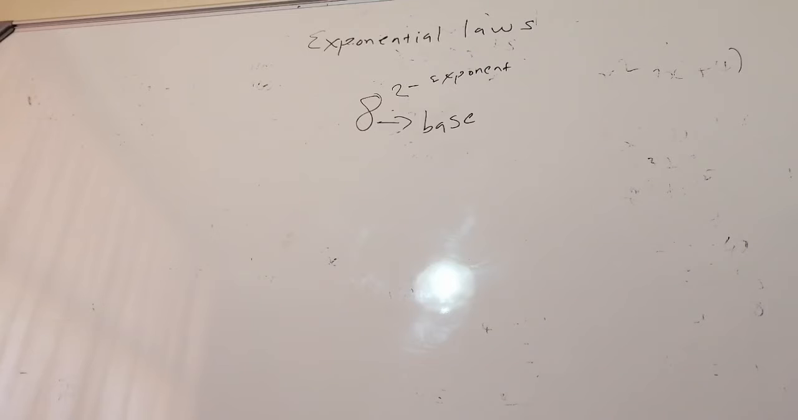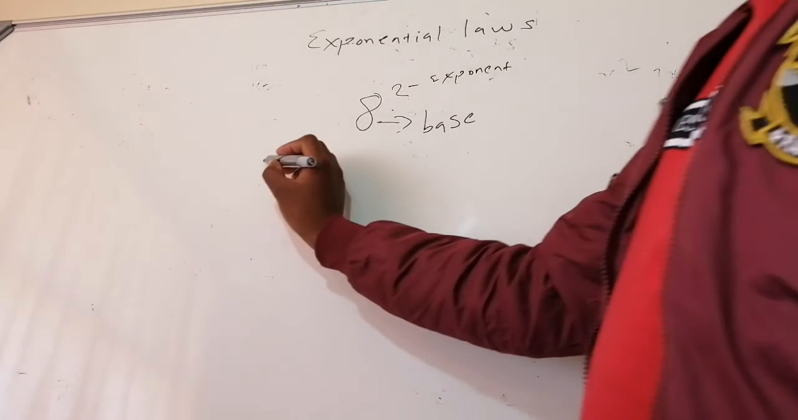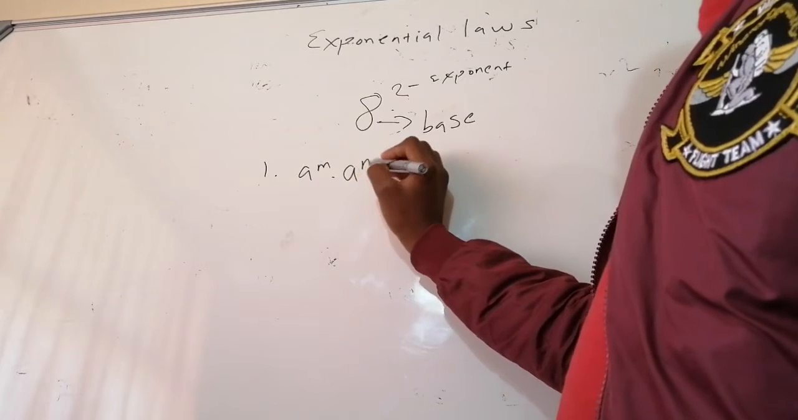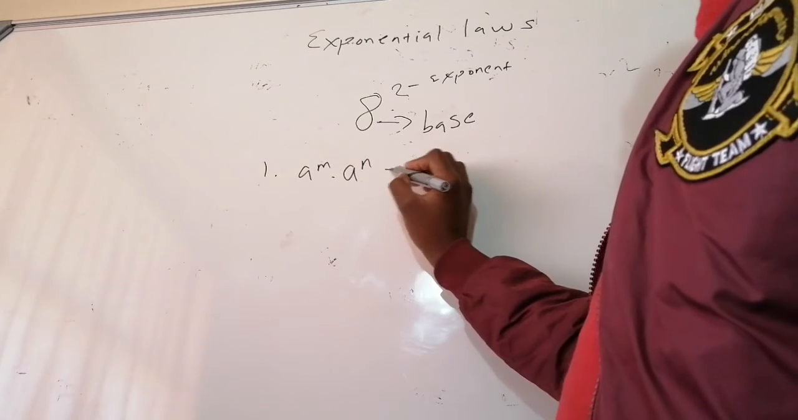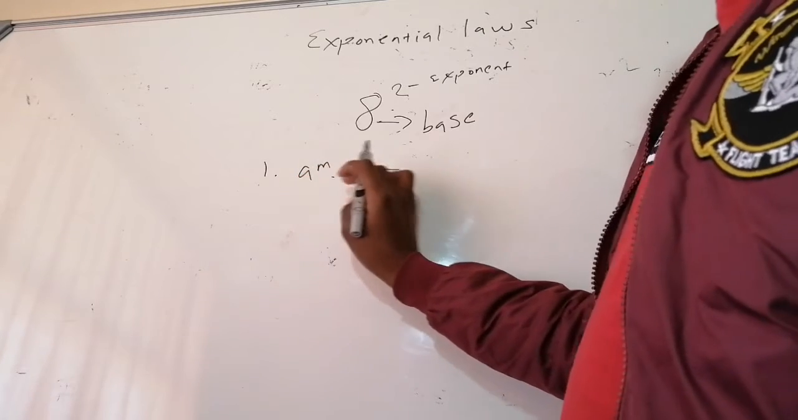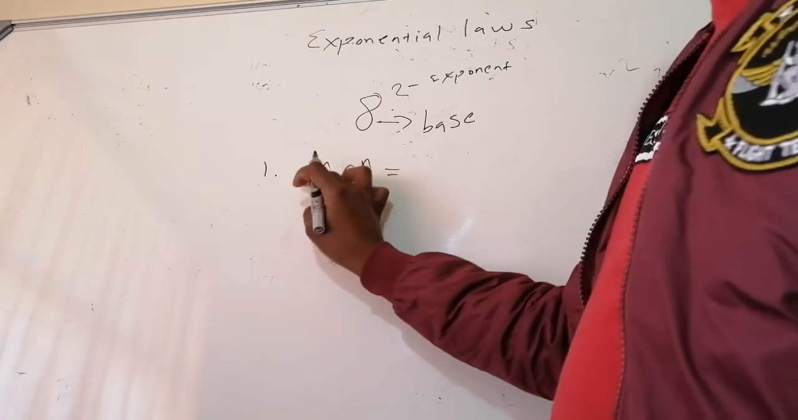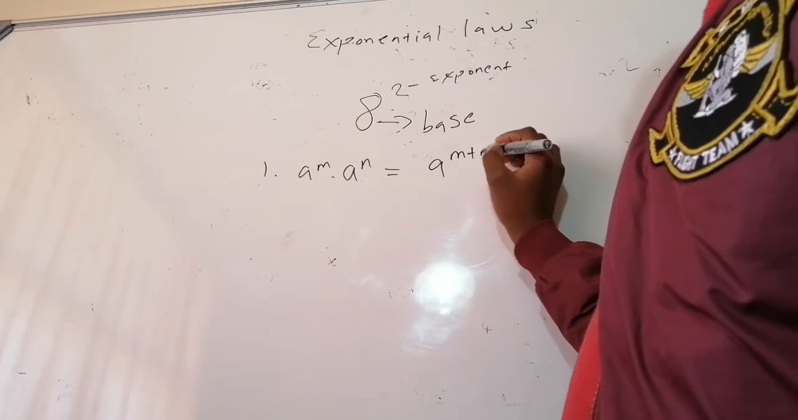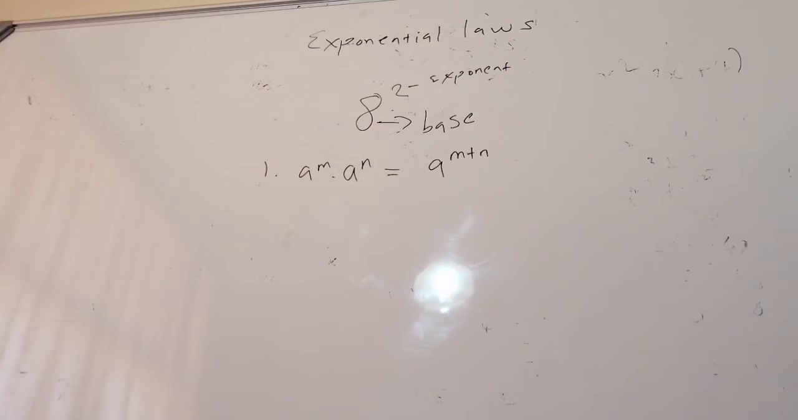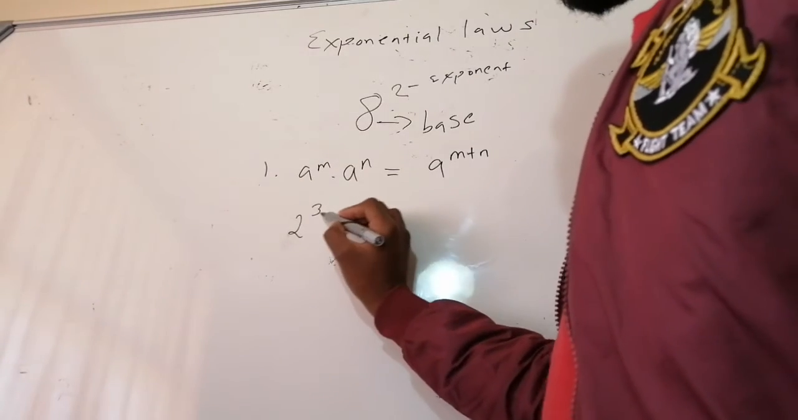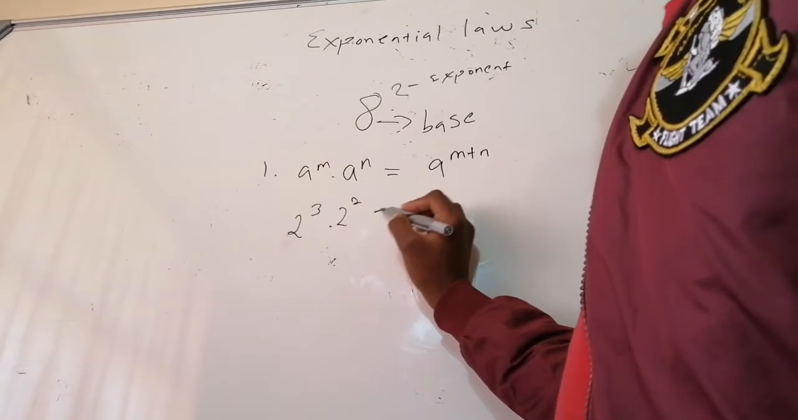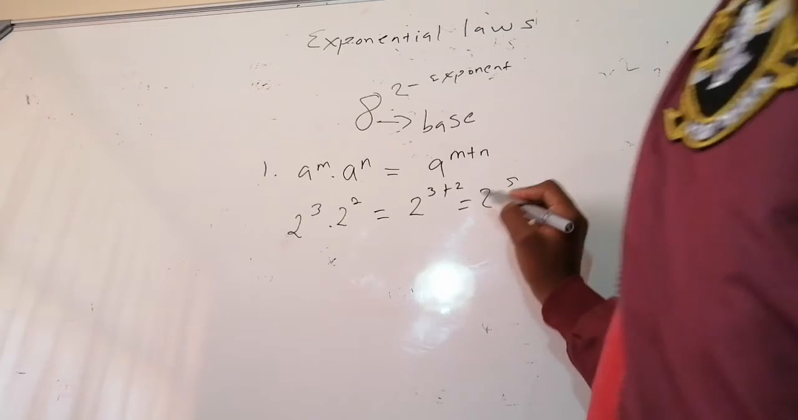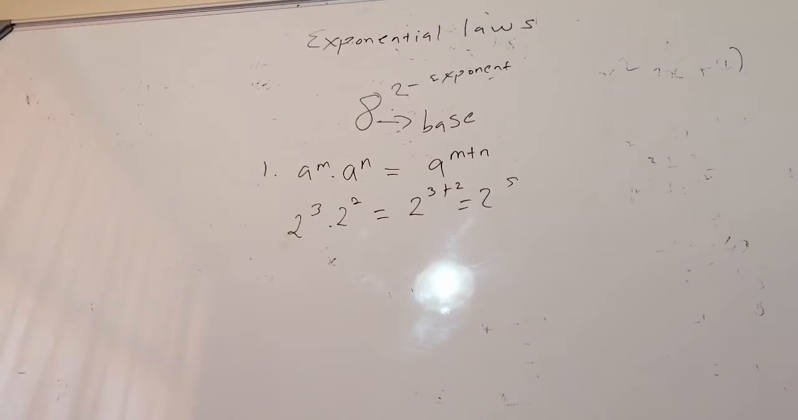The first law: whenever we are multiplying two expressions of the same base, a and a, that is called the base. If the bases are the same, we simply add the exponents, a to the power m plus n. For example, 2 to the power 3 times 2 squared is simply 2 to the power 3 plus 2, which is 2 to the power 5.